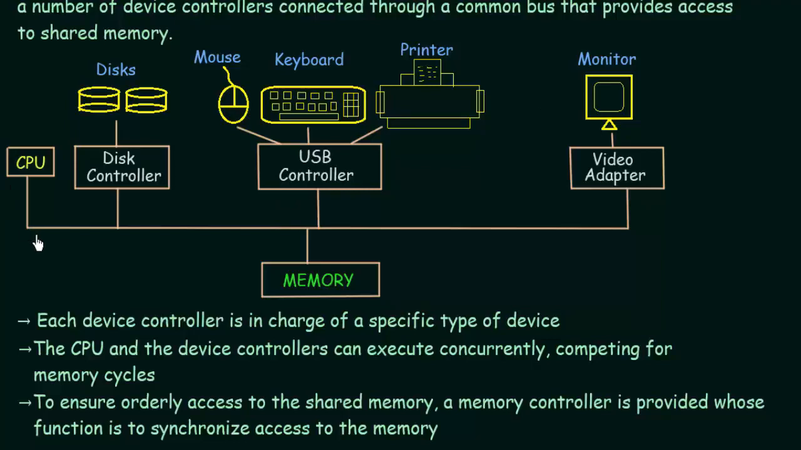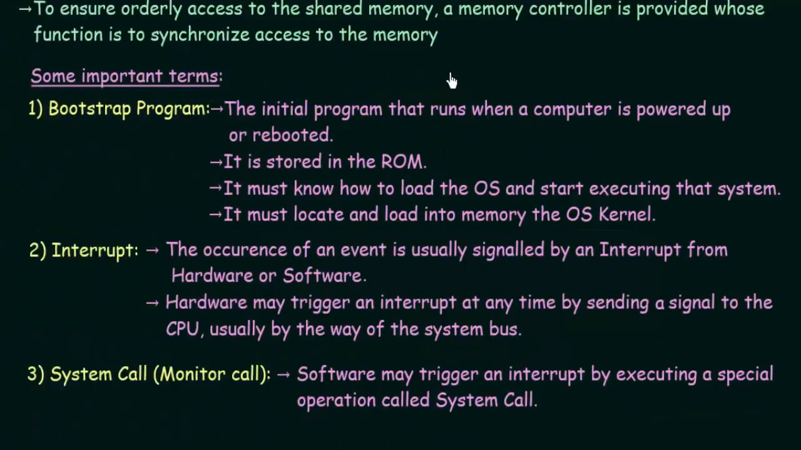They are all connected via a common bus. This line represents the common bus, and that is connected to the memory controller, which takes care of how the memory has to be shared between each and every device so that its working is proper and smooth. Alright, now I want to introduce some important terms to you.